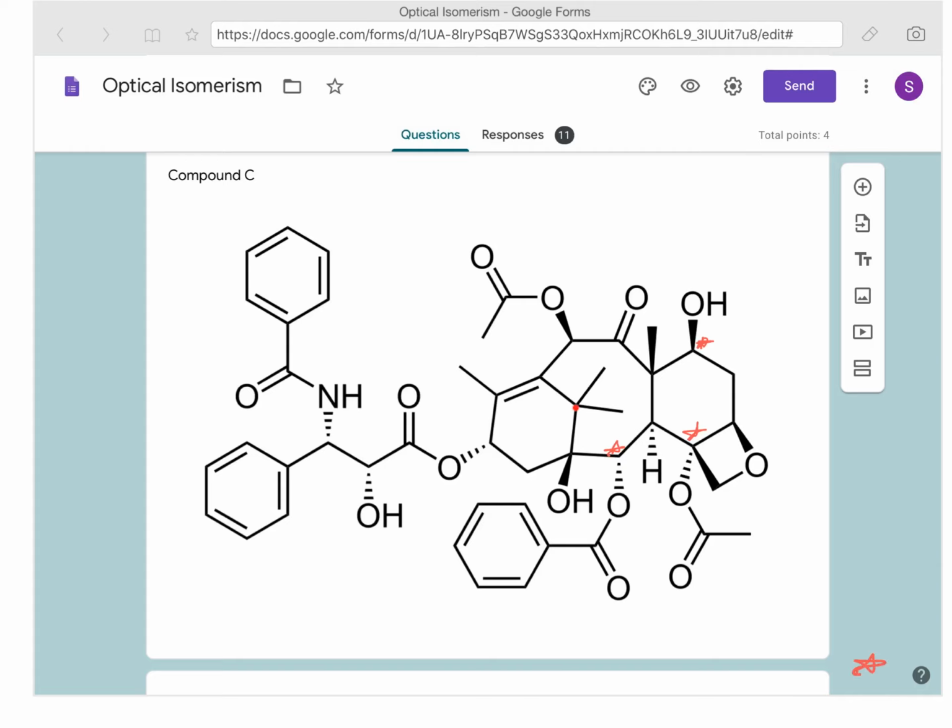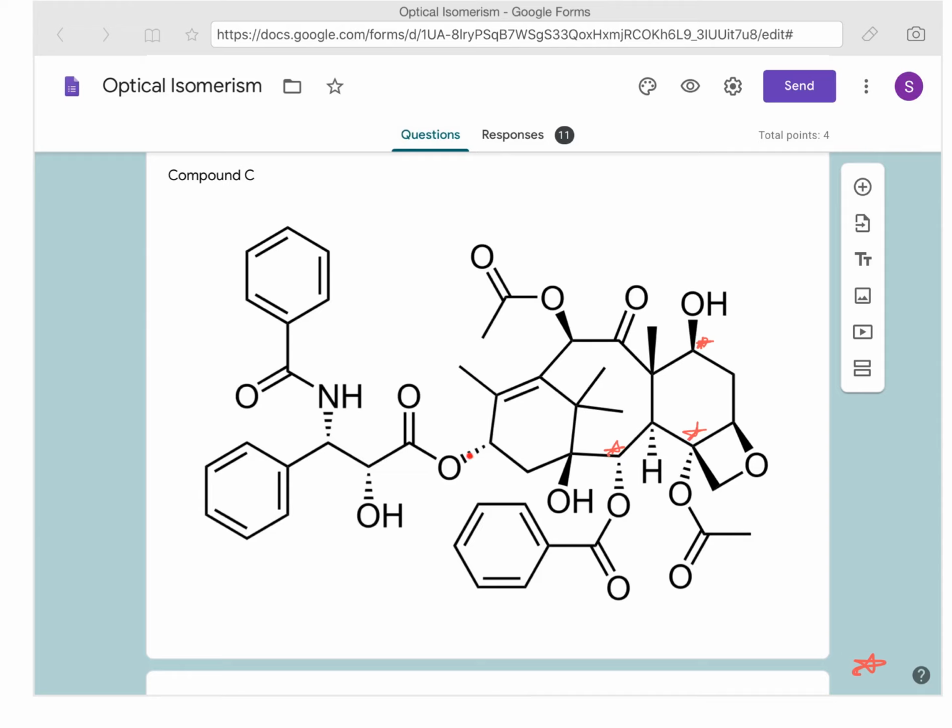From here we'll go up. This one has got 2 methyl groups, so it can't be chiral. This one's got 3 hydrogens. That one's got 3 hydrogens, so they can't be chiral. And then we get to this one here, which has got a double bond, so that one can't be chiral. This one's also got a double bond, so that one can't be chiral. That's a methyl group, so it's got 3 hydrogens, so that can't be chiral.